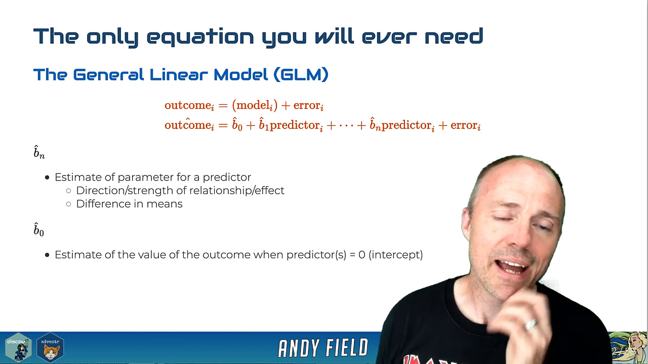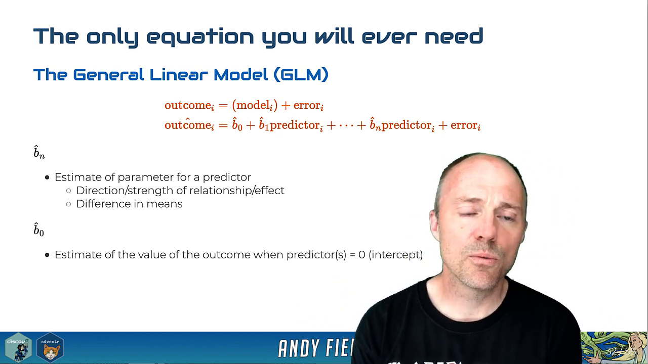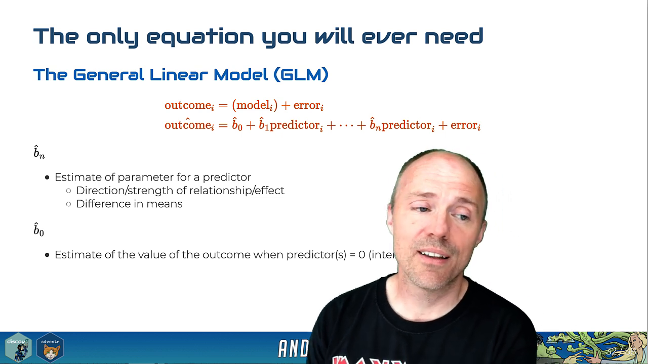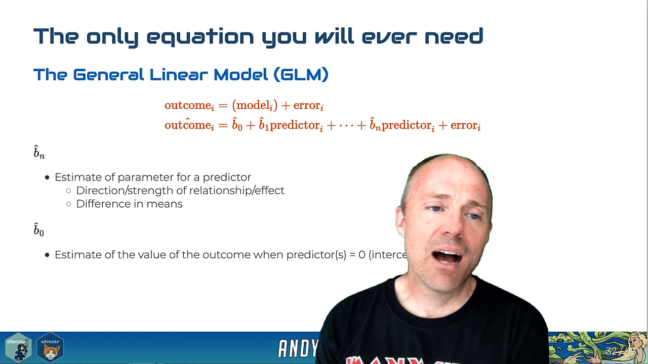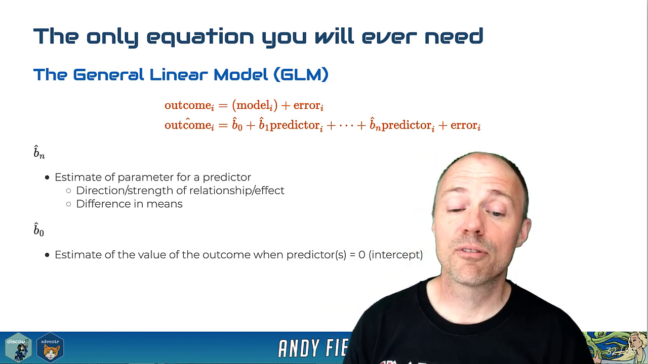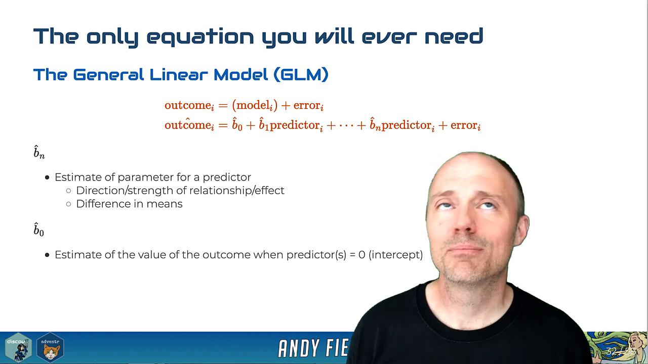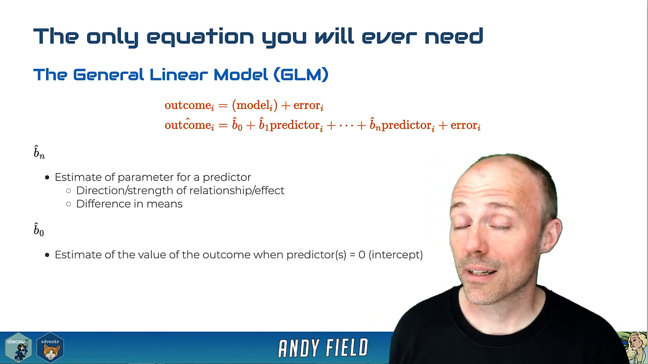We also have a parameter, or beta, in there, beta 0, which is not attached to a predictor, and this is known as the intercept. And this just tells us the value of the outcome variable when all of the predictors are 0. So what's the level of the outcome that you get when all your predictors are 0.